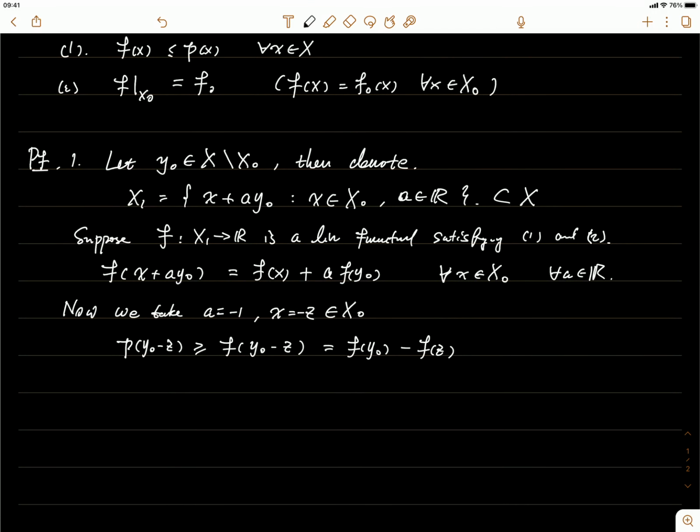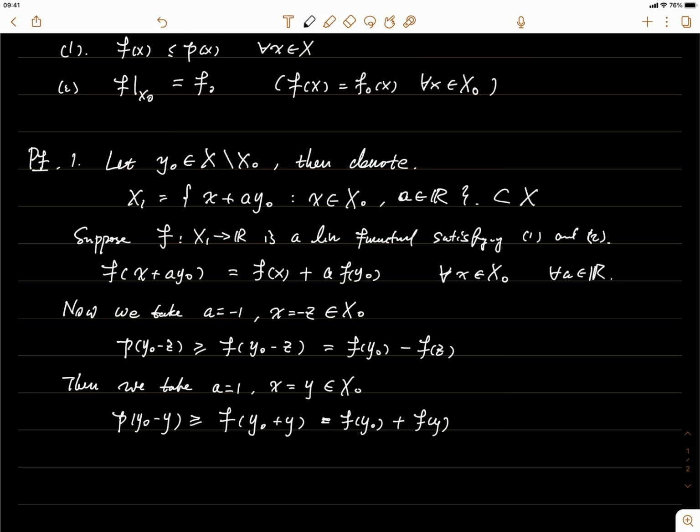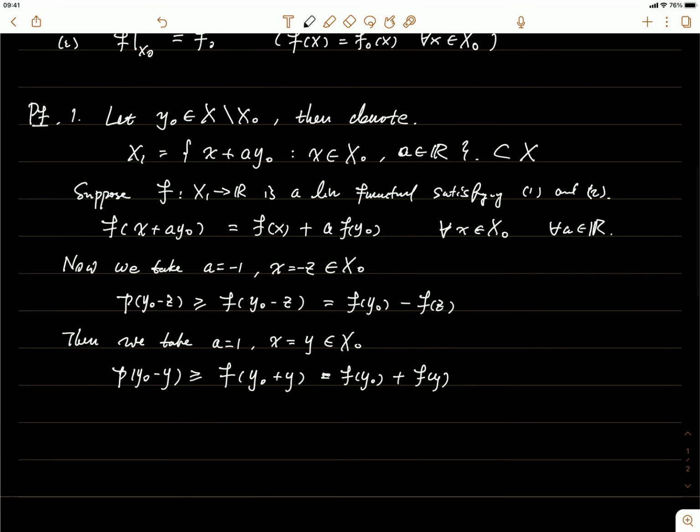And similarly, we take a equals 1 and take x to be an arbitrary y in x naught. Then we have y naught plus y, which due to linearity of f gives f of y naught plus f of y. On the other hand, this should be bounded above by p of y naught plus y. Now I have two inequalities, say star and double star.